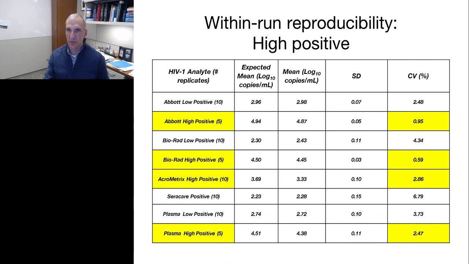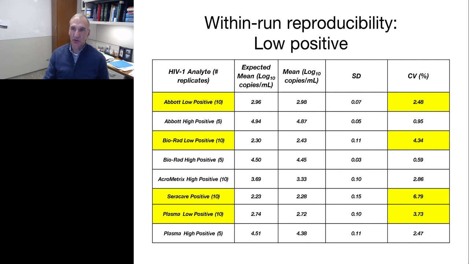Oops. So now is experiment 1B, where we were looking at within run reproducibility. In this experiment, we had multiple replicates of different controls run on the same plate and the same assay at the same time. The numbers in parentheses indicate the number of replicates for each control.